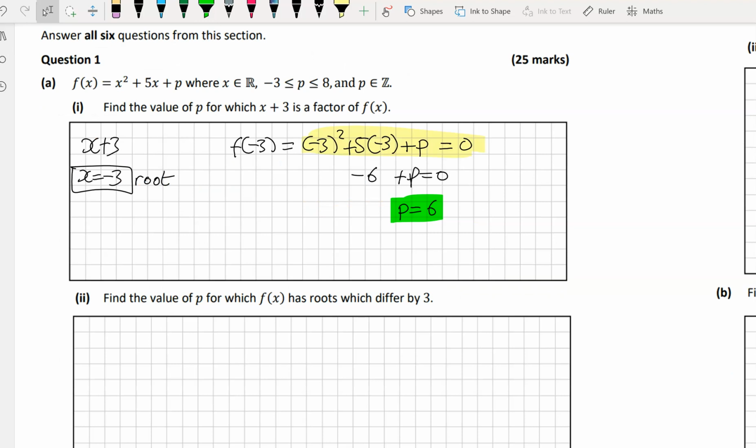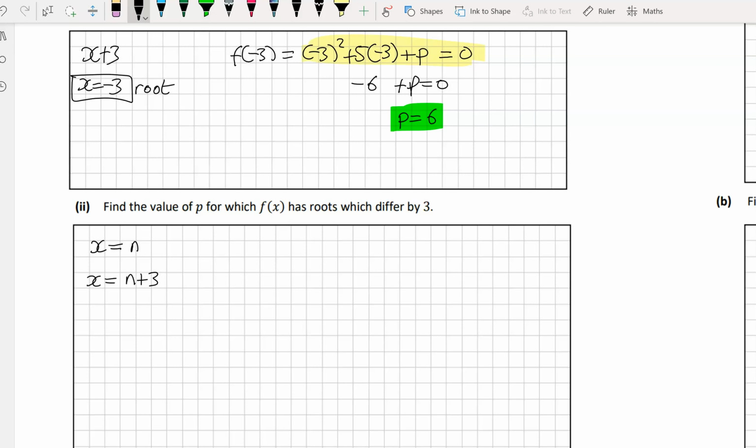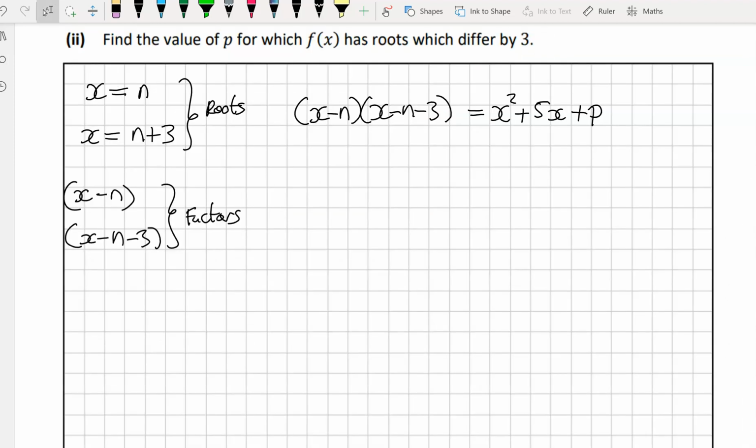Part 2, find the value of p for which f of x has roots which differ by 3. So I'll call one of these roots n, and seeing as they differ by 3, I'll call the other root n plus 3. From roots, I can now make factors. So my two factors are x minus n and x minus n minus 3. I can now multiply the two factors to make the equation, and when I multiply the two factors, I should end up with the equation x squared plus 5x plus p.